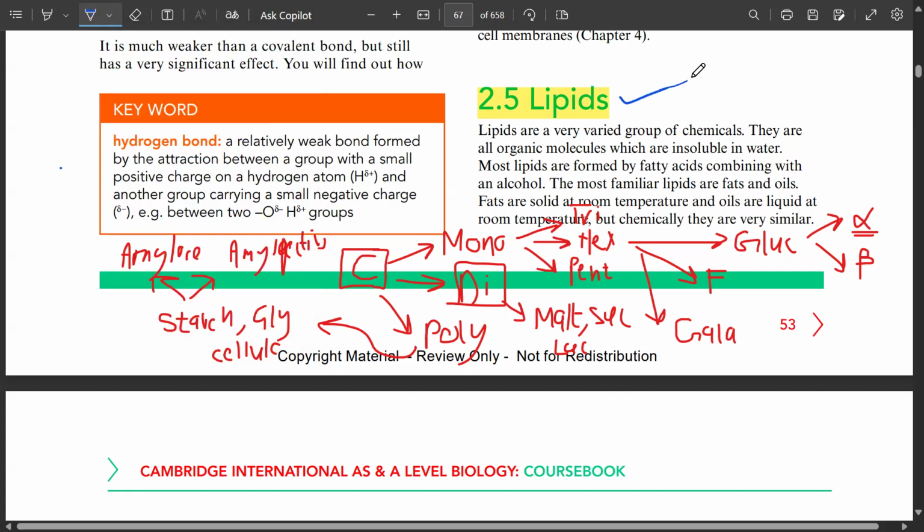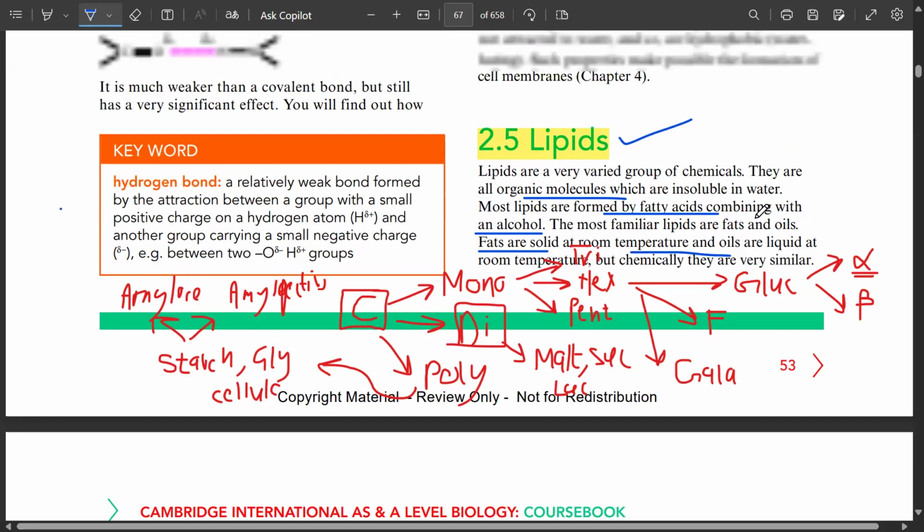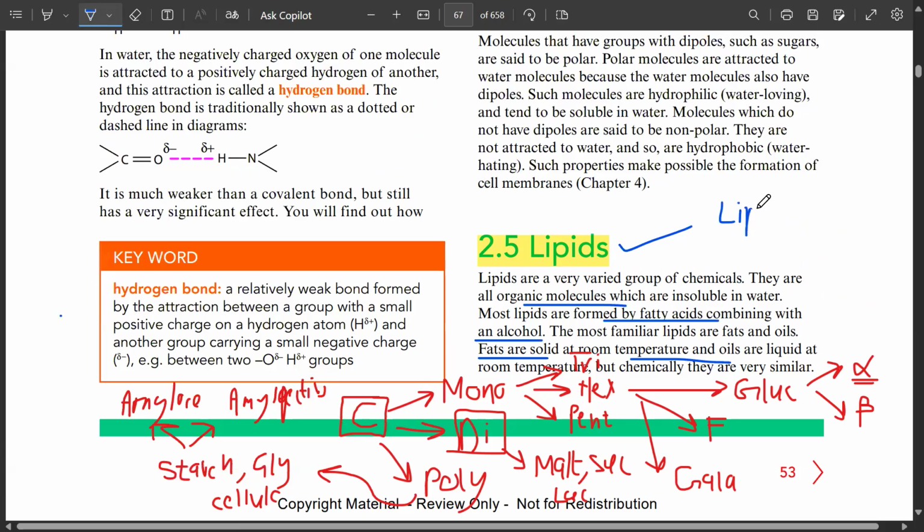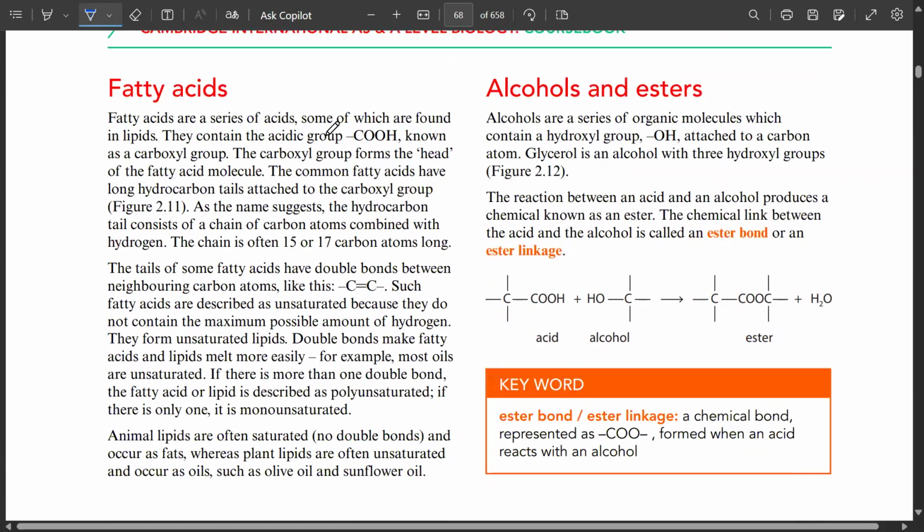Now, when we talk about lipids, lipids are a very varied group of chemicals. They are all organic molecules which are insoluble in water, and most lipids are formed by fatty acids combining with an alcohol. The most familiar lipids are fats and oils, where fats are solid at room temperature and oils are liquid at room temperature. Lipids can exist as solids and as liquids. If lipids are solids, they are known as fats, and if they are in liquid form, we call them oils. Chemically, they are all very similar.